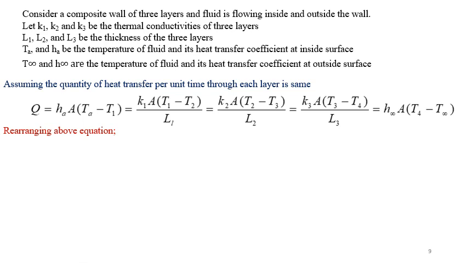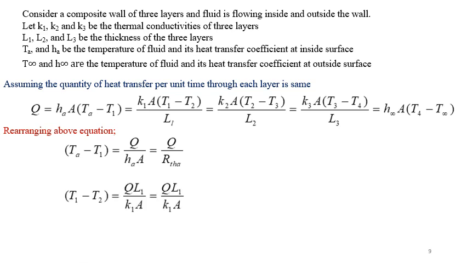Rearranging the above equation, we will consider only the first term. Q is equal to hA into (TA minus T1). From this we get TA minus T1 is equal to Q by hA. 1 by hA is what? It is R thermal, R_th A. So you get TA minus T1 is equal to Q times R_th A.